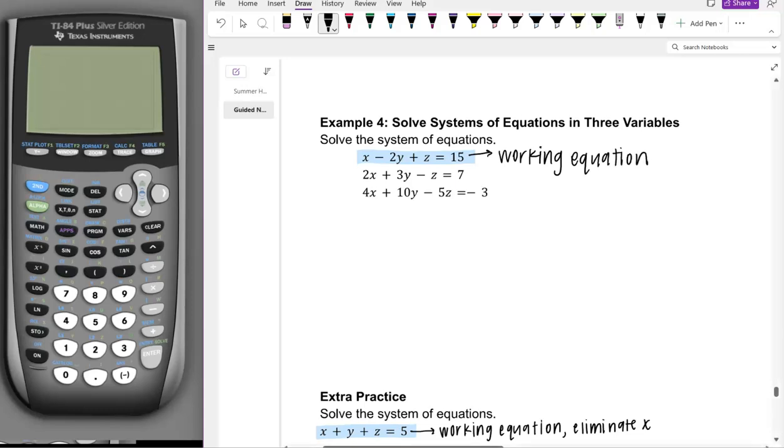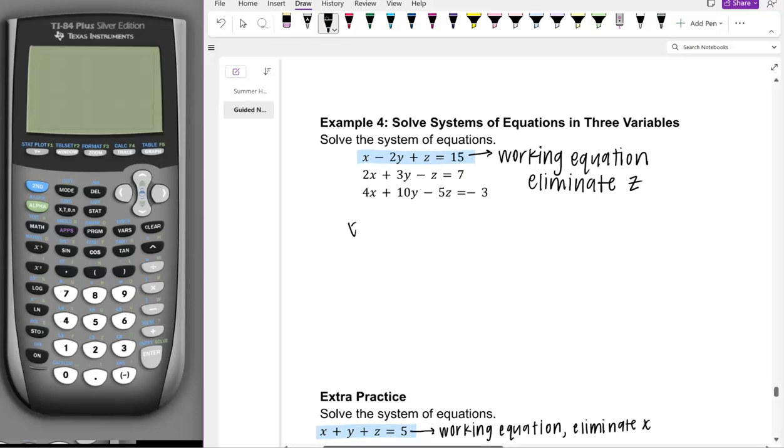Whatever has the coefficient of 1, in this case I have two options, that's the variable I will eliminate from the other two equations. So I'm going to just choose to eliminate z, let's say. So this is my working equation, and I'm going to eliminate z. The reason why I chose z instead of x is because I did notice that these are already opposites.